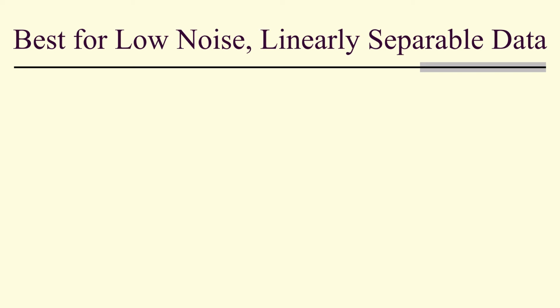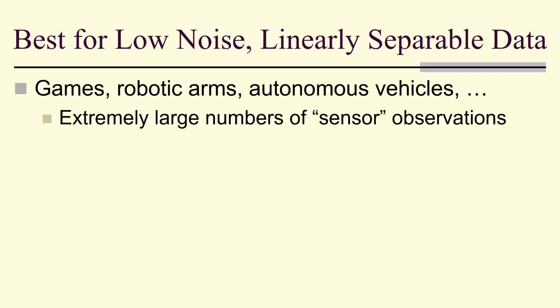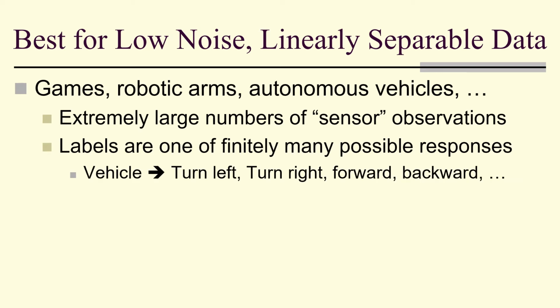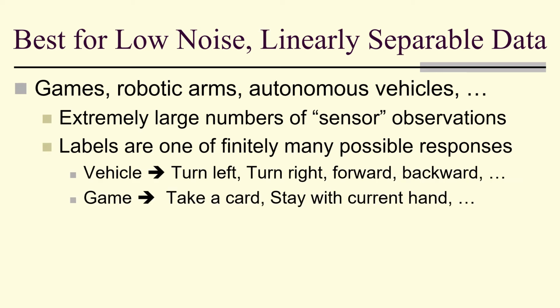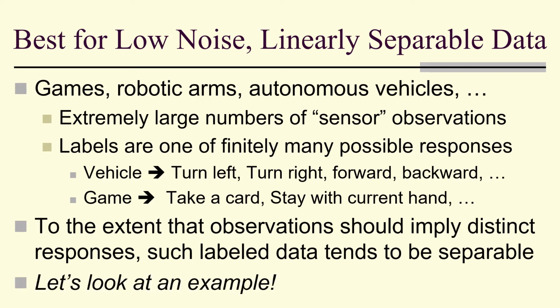In general, this is best for low noise linearly separable data: games, robotic arms, autonomous vehicles, with an extremely large number of sensor observations, for example, where you have one of finitely many possible responses. Vehicle: turn left, turn right, forward, backward. Game: take a card, stay with current hand. And to the extent that observations imply distinct responses, the label data tends to be separable.